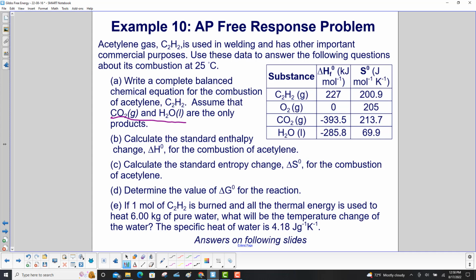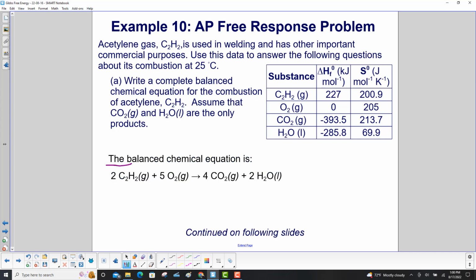Part C, calculate the standard entropy change for the combustion of acetylene. D, determine the value of delta G naught. And E, if 1 mole of acetylene is burned and all the thermal energy is used to heat 6 kilograms of pure water, what will be the temperature change of the water? The specific heat of water is 4.18 joules per gram per Kelvin.